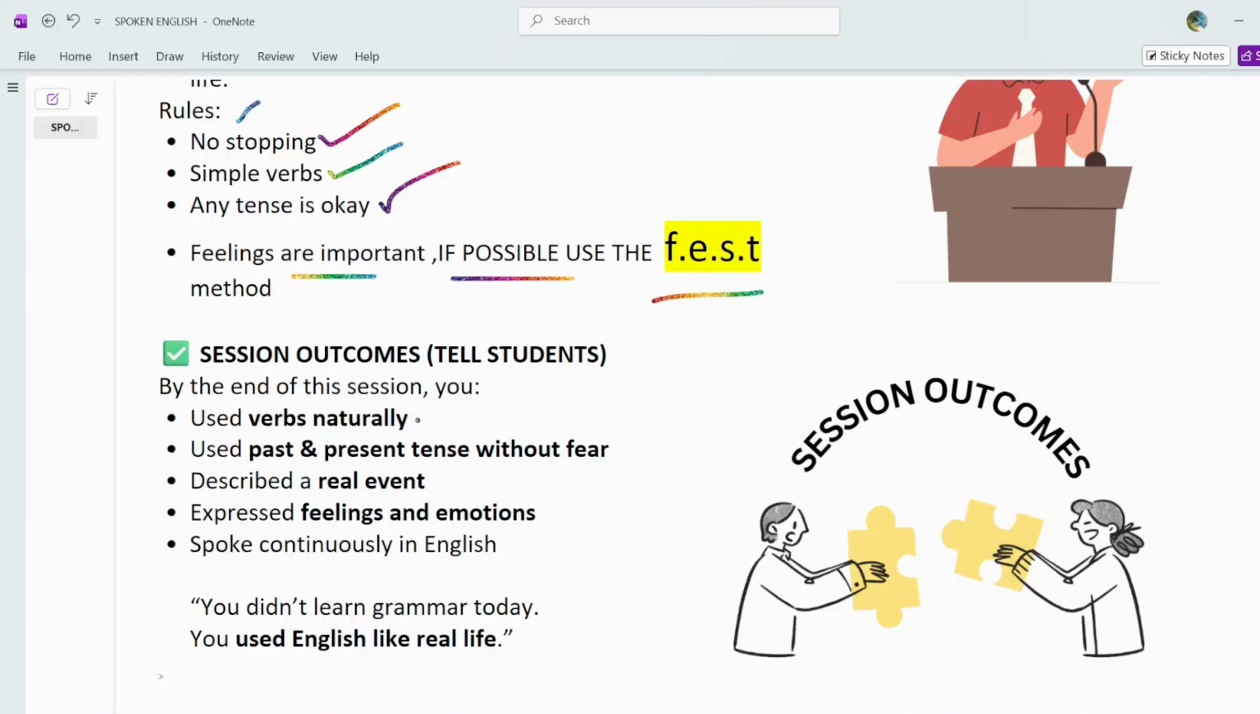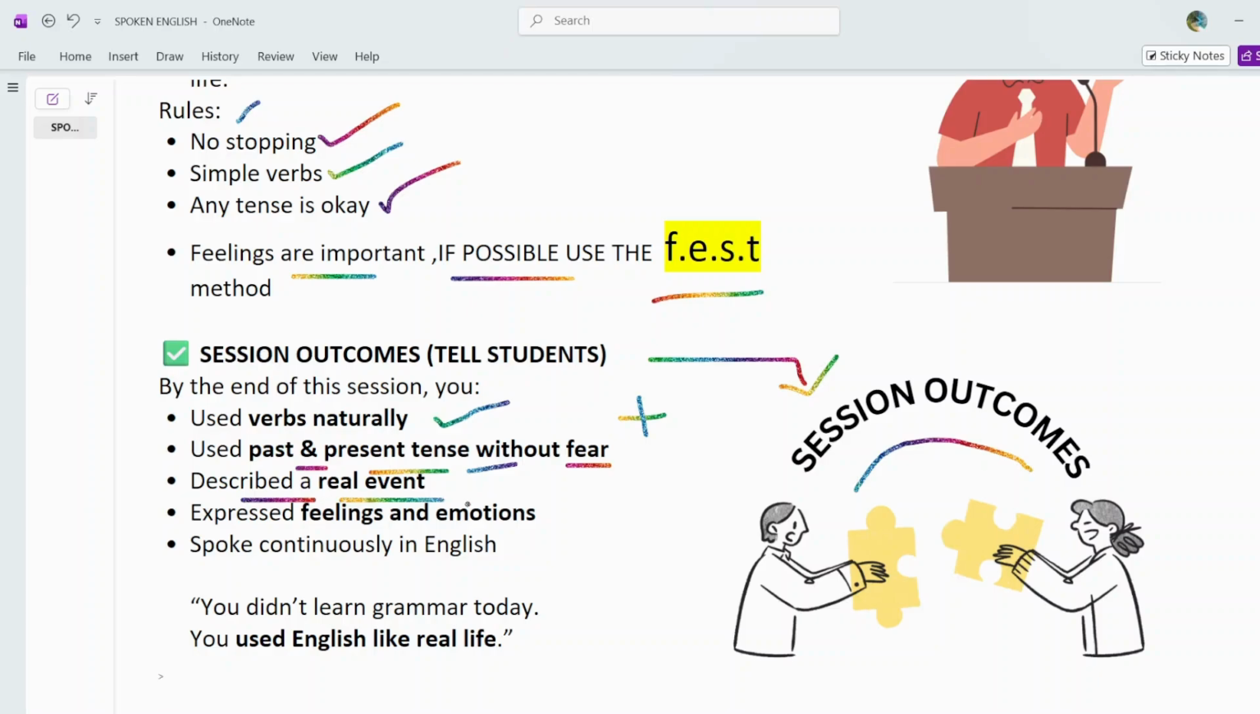Okay. So today, what are the session outcomes? What did this session do for us? We used verbs naturally. We know that verbs are very important when we are describing an event or a festival or even describing an image. Okay, we used past and present tense without fear. That is, we added both of the tenses and looked at them very closely, and how we can use them while describing an event that has occurred in our lives.